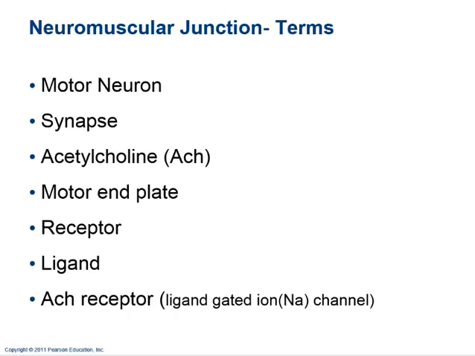So this is just a list of terms. I think they are all in the objectives, but I'm not sure. These are things that you want to be familiar with. I don't necessarily ask specific questions about them on the exam, but you want to be familiar with these terms. Motor neuron, synapse, acetylcholine, which is the neurotransmitter we'll be talking about, motor end plate, which is part of the sarcolemma or muscle cell membrane, receptor, ligand, and acetylcholine receptor, which is a ligand-gated ion channel.